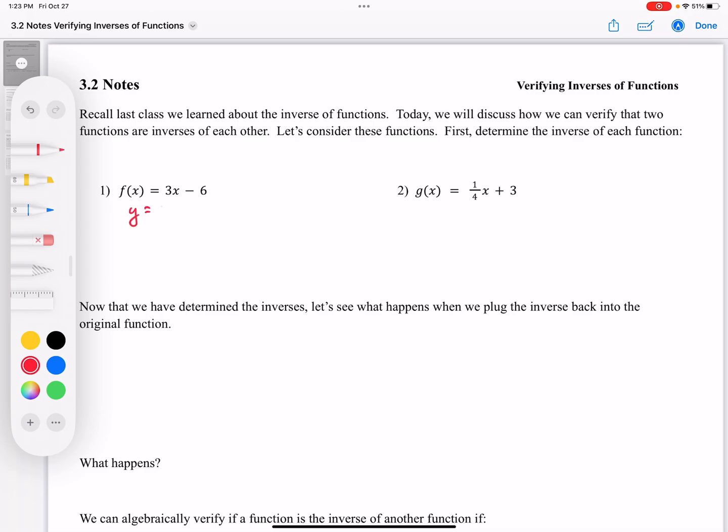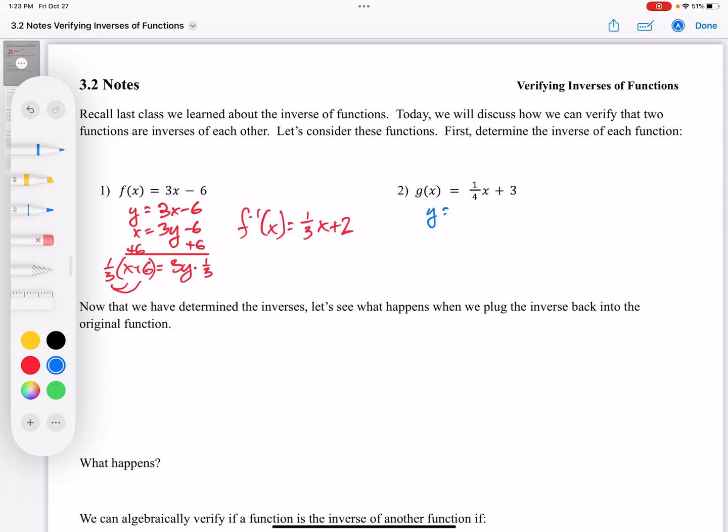So remember we write it as y equals, and then switch x and y, and then we solve for y. x plus 6 equals 3y. I can either divide by 3 or multiply times 1/3. So when I multiply times 1/3 and then distribute, I get f inverse equals 1/3 x plus 2.